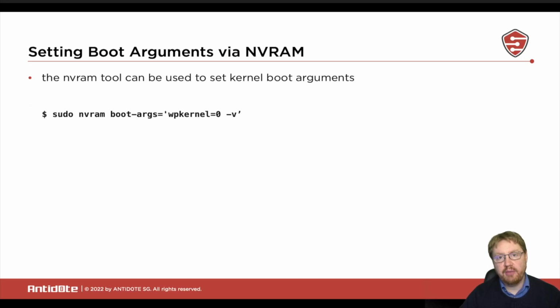So here's an example of how you do this NVRAM programming. On the command line, you just do sudo nvram, and here you say boot-args equals wp kernel equals 0 and -v, which would normally disable the write protection of the kernel.